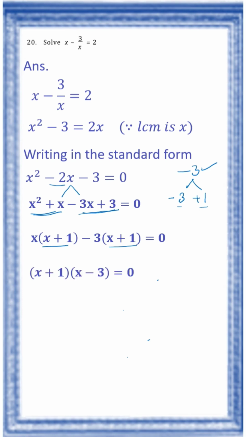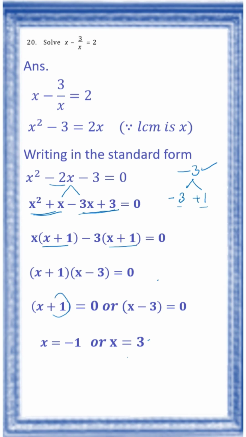So x plus 1 is equal to 0 or x minus 3 is equal to 0. So x is equal to minus 1, transpose this to this side, or x is equal to 3. So the solution of x minus 3 by x is equal to 2 is x is equal to minus 1 or x is equal to 3.